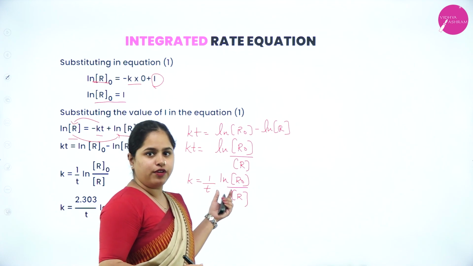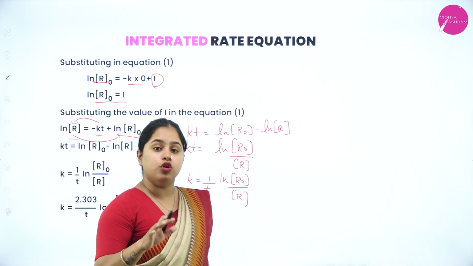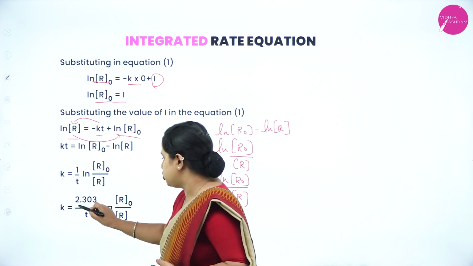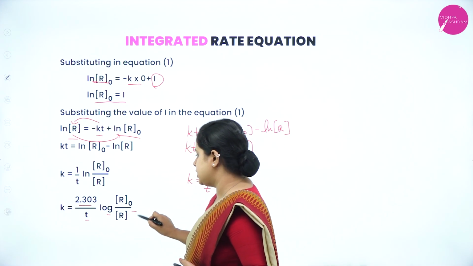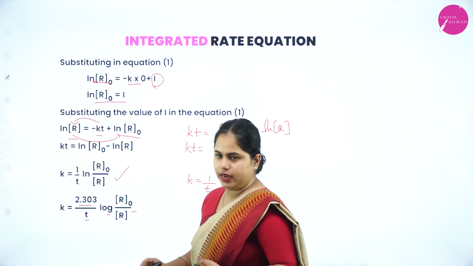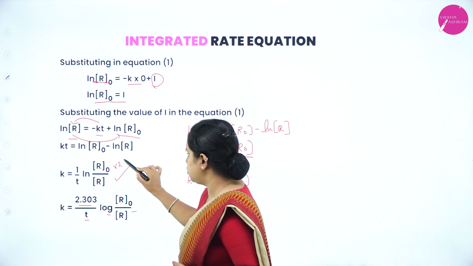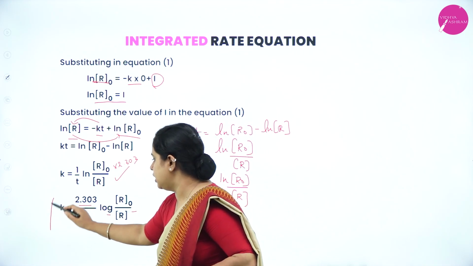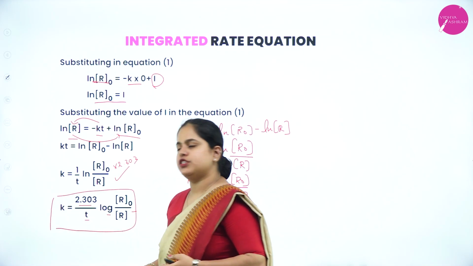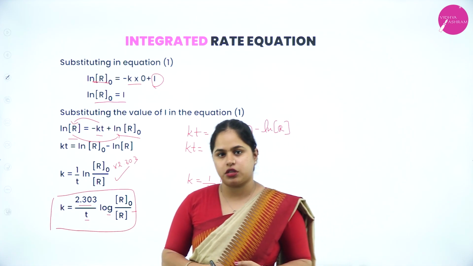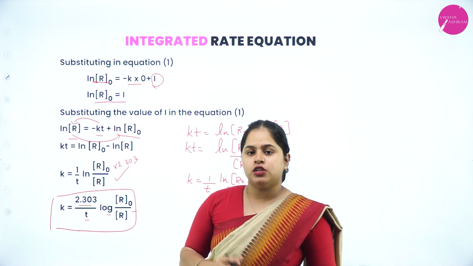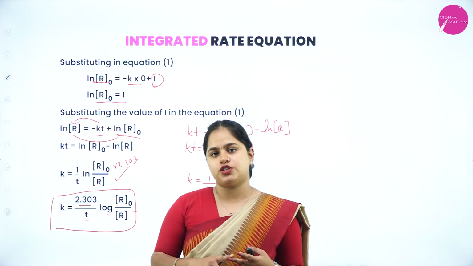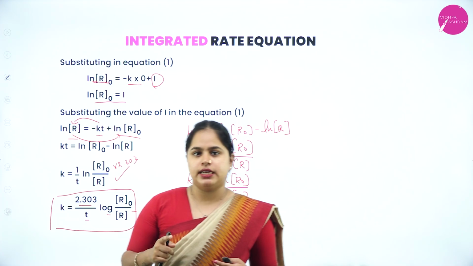This is in the form of ln. Now you can convert it into log by multiplying it with 2.303. So you will get 2.303 by t log R0 by R. This is in the format of ln, and if you multiply this equation by 2.303, you will get the equation in terms of log. So this is the integrated rate equation for a first order reaction: k is equal to 2.303 by t log R0 by R. These two derivations are important, that is, the integrated rate equations for a zero order reaction and a first order reaction.